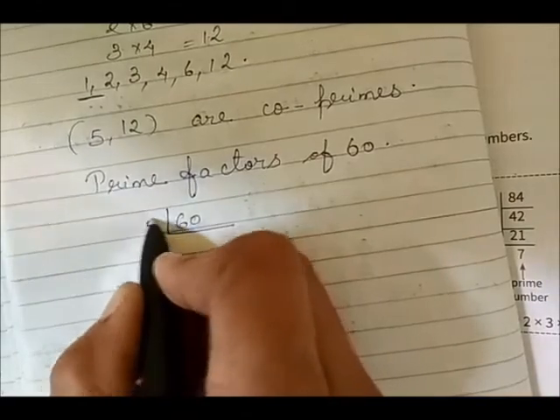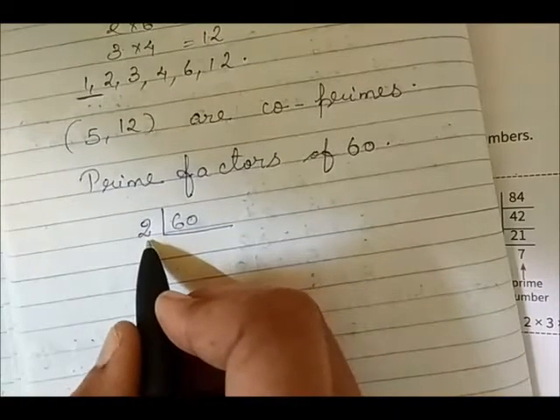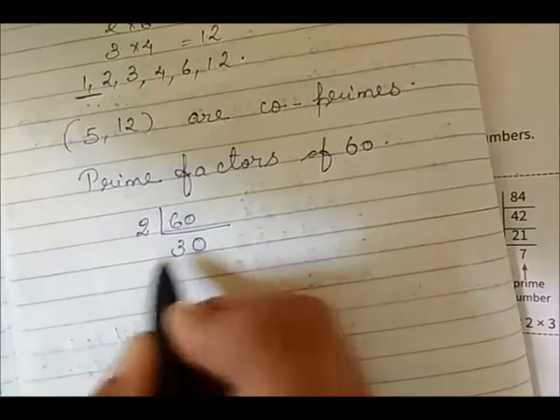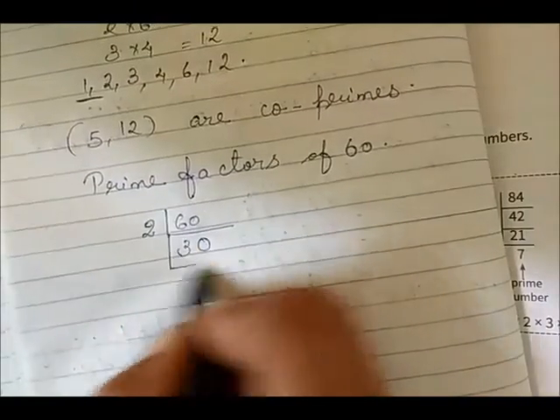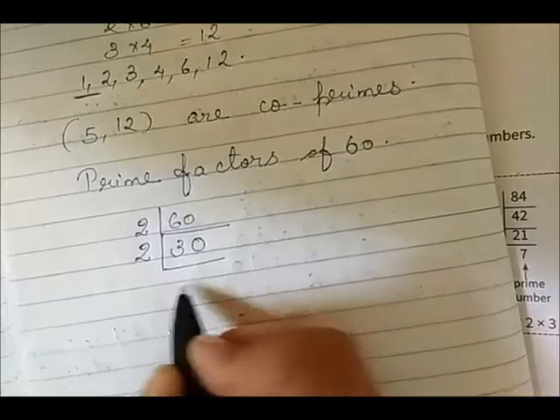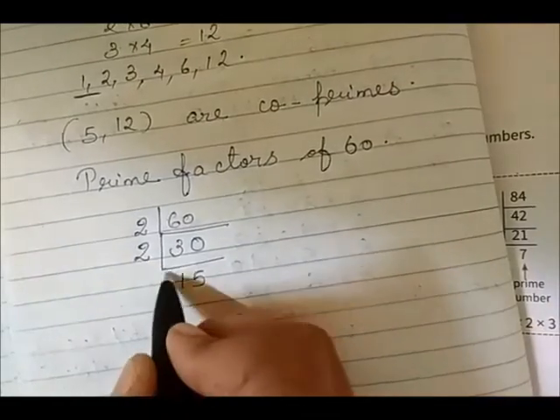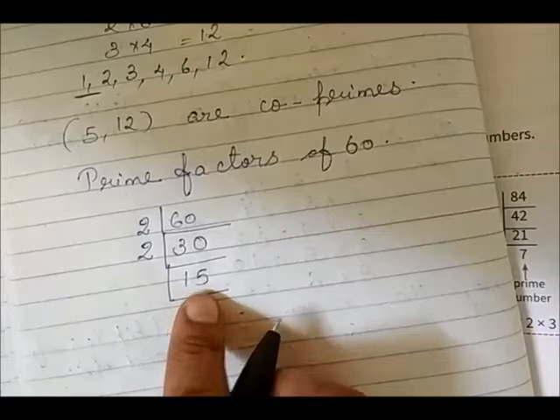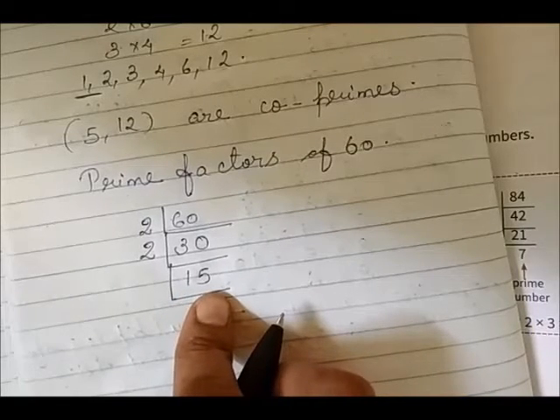The smallest prime number is 2. So we will start with 2. Here 2 threes are 6, so 2 thirties are 60. Again with 2, 15 twos are 30. Again with 2 it is not possible because it is 15.